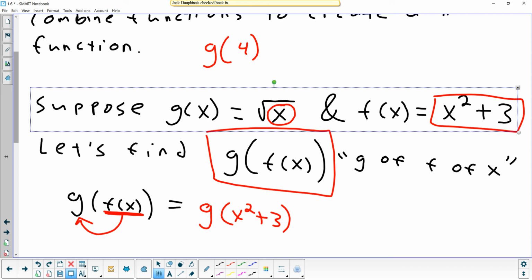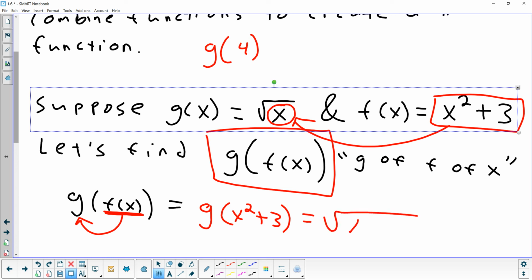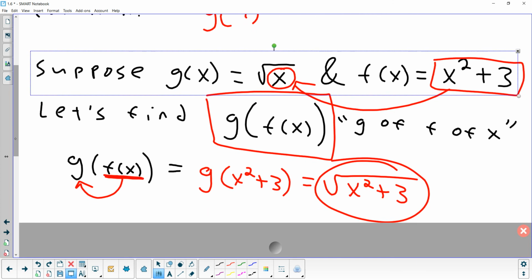Replace that variable with x squared plus 3. So what we're going to end up with is the square root of x squared plus 3. We took one formula and plugged it in for the variable in the other formula. That's composition. Any question on how I did g of f of x?